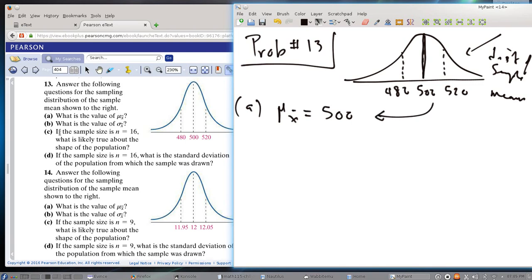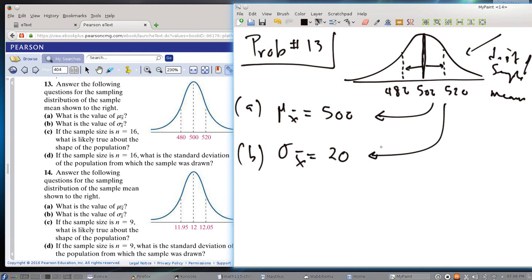B, what is the value of the standard deviation of the sample means? Well, B again we can determine from the graph. You see here to the right it increases to 520, to the left it decreases to 480. So that means that it has decreased or increased by 20. So the standard deviation of the sample means can be concluded to be 20. And that is also from the graph.